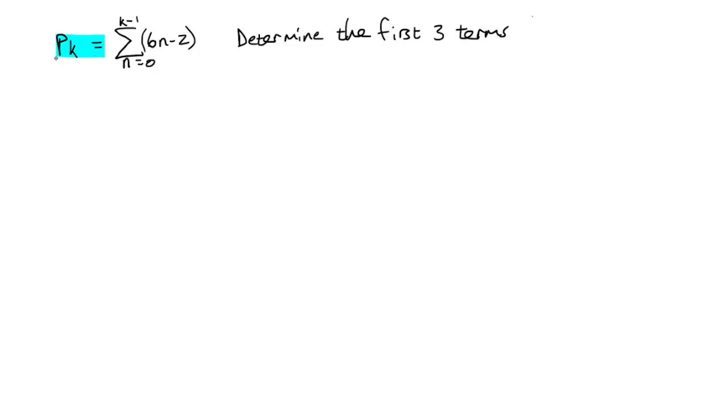I'll come back to p_k later. Let me just deal with the sigma for now by doing it the normal way that I like to do it, which is step one, work out the first three terms. So I'm just going to sub in 0 into here, and that leaves me with minus 2. I'm going to sub in 1 into here, and that leaves me with 4. And I'm going to sub in 2 into here, and that leaves me with 10. So there are my first three terms, not the answer to the question they're asking, but just from the sigma.